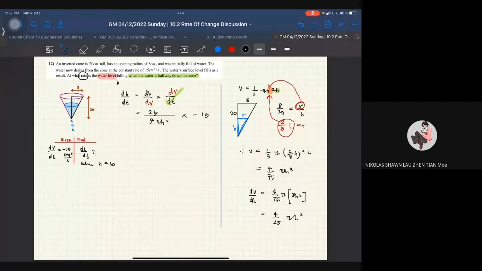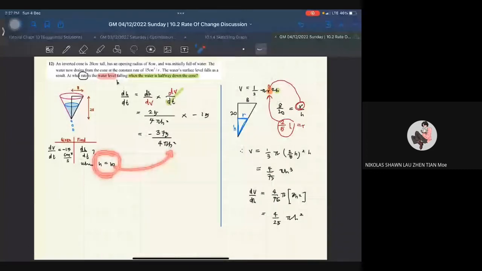Settle. Okay, so let's simplify this one. So kita simplify, kita akan dapat dh/dt sama dengan negative 375 over 4 pi h square. Settle. Okay, tapi tak settle lagi, tak siap lagi, sikit lagi. Okay, and then we know that sekarang ni the water level adalah halfway. So kita punya H adalah 10. So we need to substitute this value into this one to get our final answer.